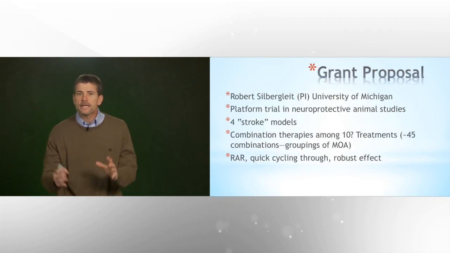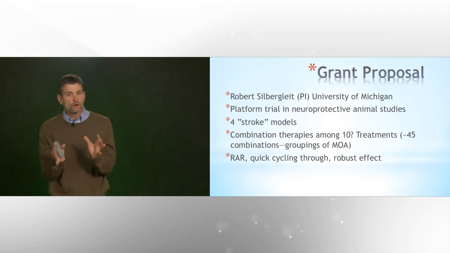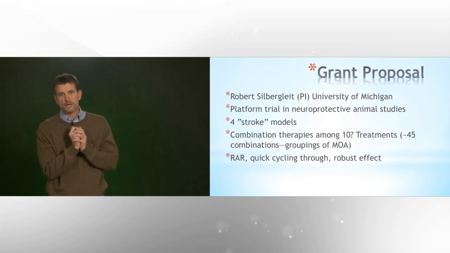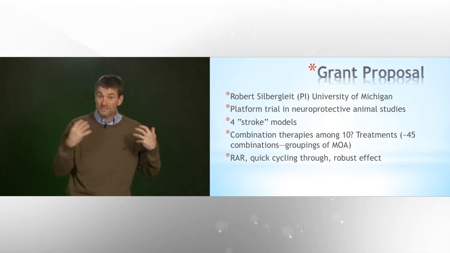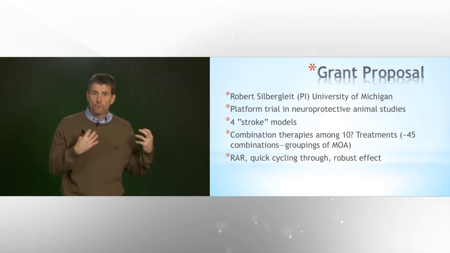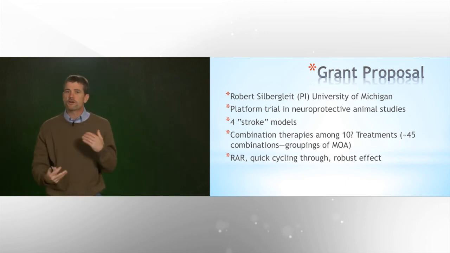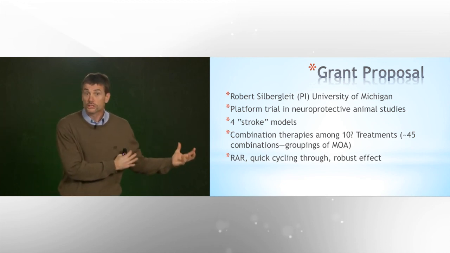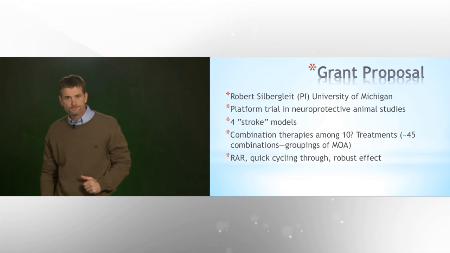This is being done in animal studies. There's a grant proposal in stroke models to have multiple stroke models, as many as 10 treatments simultaneously, creating 45 combinations to investigate in rats what has neuroprotective capabilities, cycling through very, very quickly. This can be done in early development as much as clinical trials.